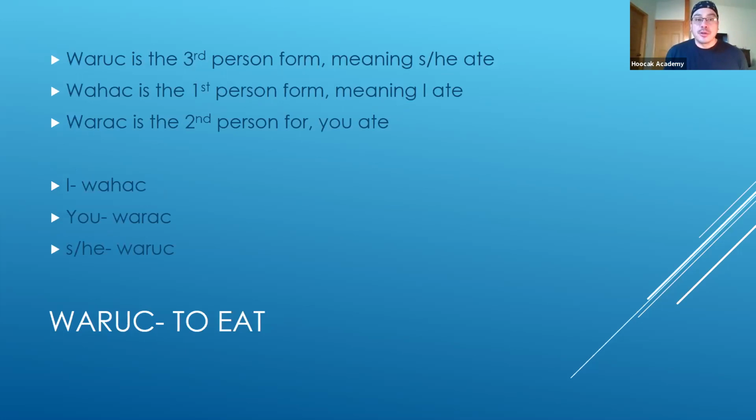WARUC is the third person form, meaning she or he ate. Wahach is the first person form, I ate. Warach is the second person, you ate. Once again, the verb conjugations: I, wahach; you, warach; she or he, WARUC.